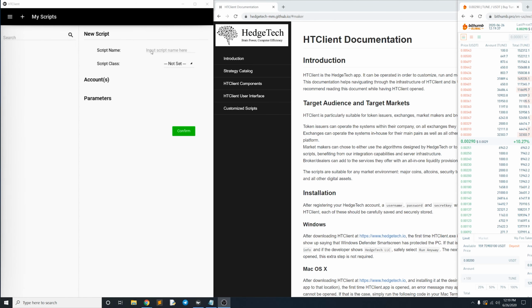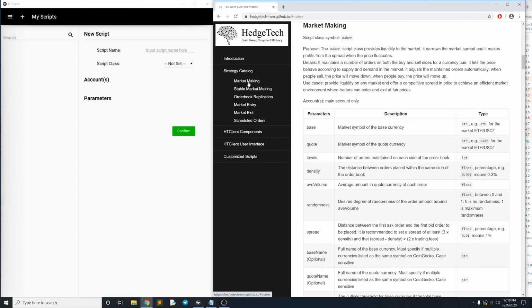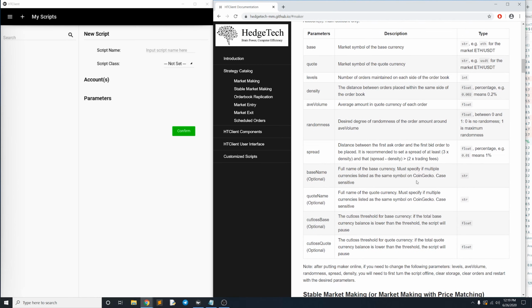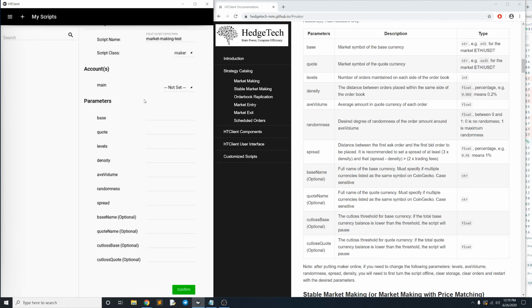So let's add a script, and for this I'm going to go to the corresponding section in the app documentation. So let's go under market making, and here are the parameters that I will need to input. Let's call it market making test, and the script class in this case is maker. The account is the one I just created, and then I'm going to input all the parameters. For base, I'm going to put tune, quote is USDT, levels is how many orders you want to maintain at all times on each side of the market. So I'm going to put 20.